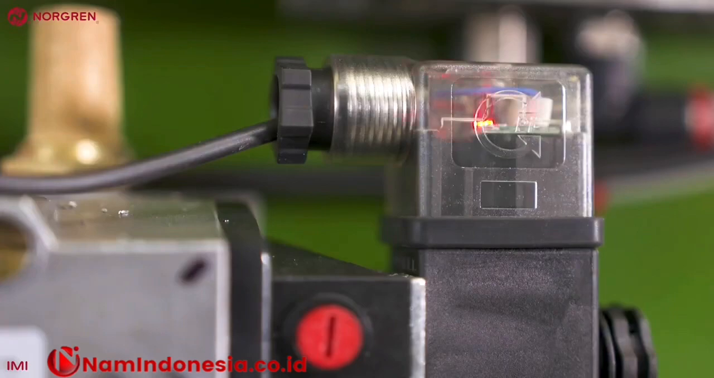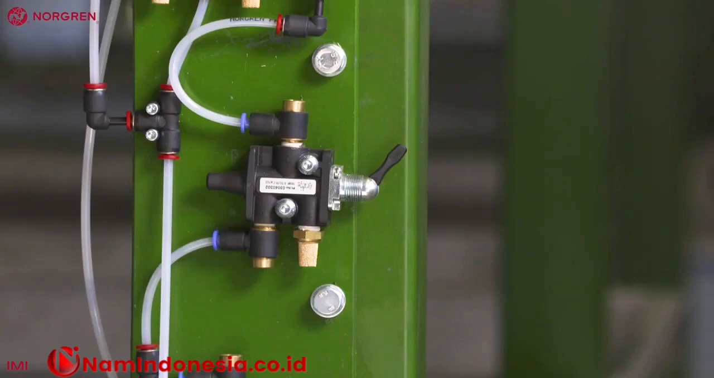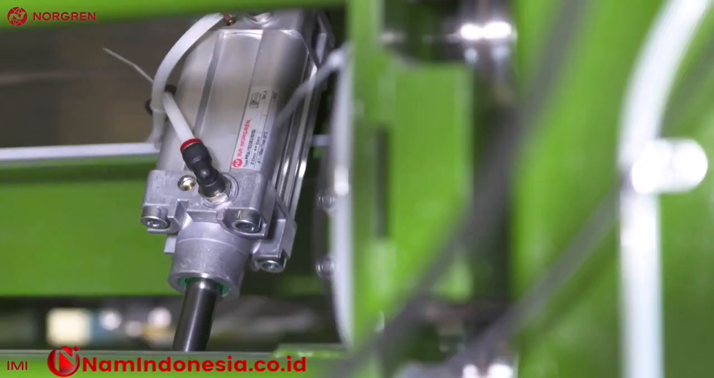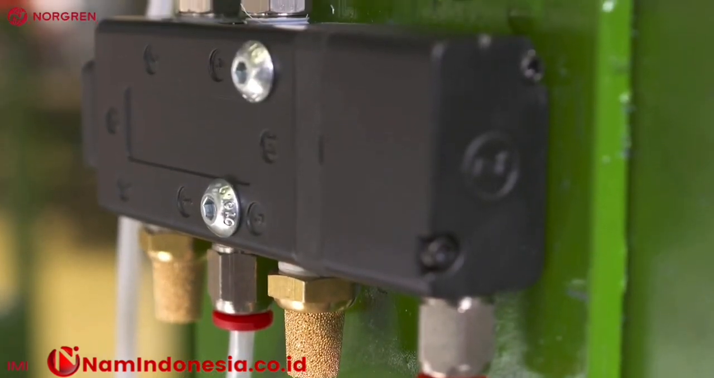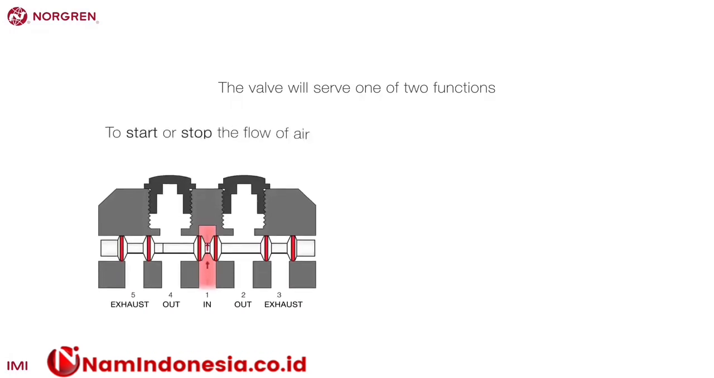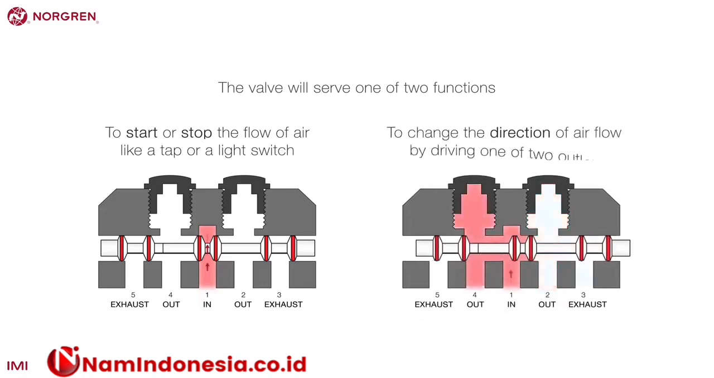What does a valve do? A valve blocks or diverts the flow of compressed air within a system. This is usually to either move a cylinder, air tool or air motor directly, or to move a pilot that acts as a signal to activate another part of the system. In practice, that means the valve will serve one of two functions. The first is to start or stop the flow of air, like a tap or a light switch. The second is to change the direction of airflow by driving one of two outlets.